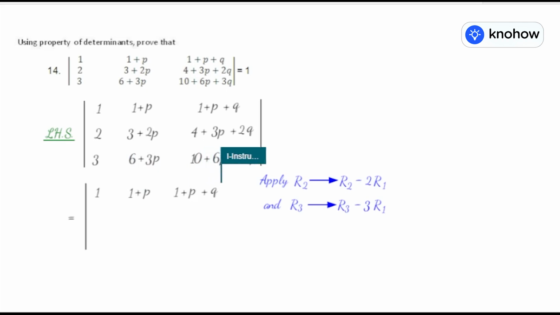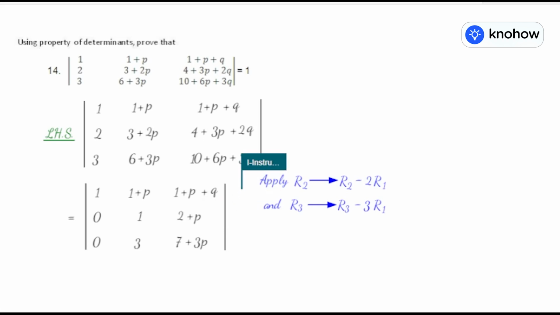Now elements of row 2. So it is 2 minus twice 1 will make it 0, and 3 plus 2P minus 2 minus 2P will give you 1, and similarly the third element of the second row will leave 2 plus P. And now similarly applying R3 minus 3 times R1, you will get 0, 3 and 7 plus 3P.